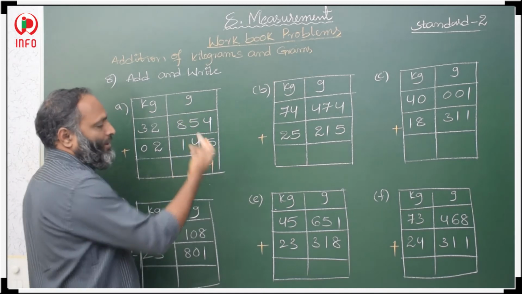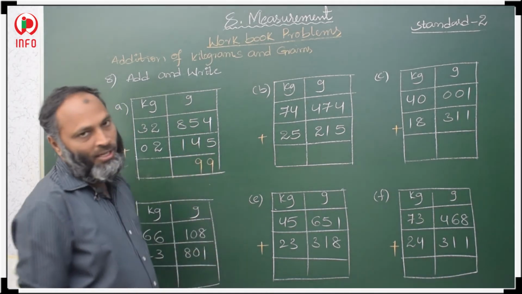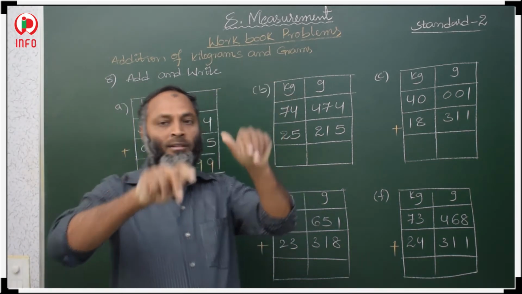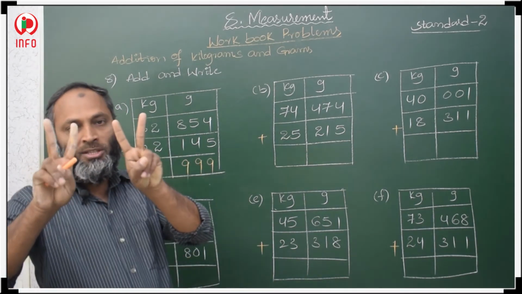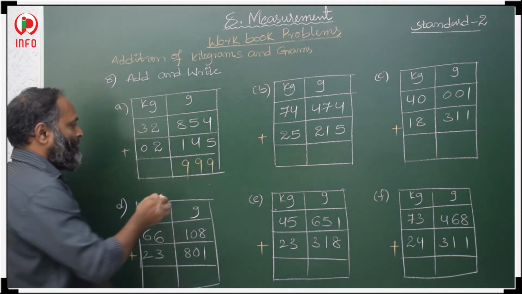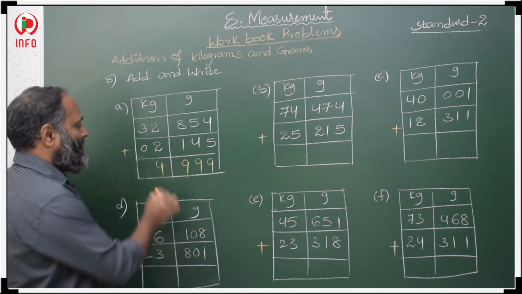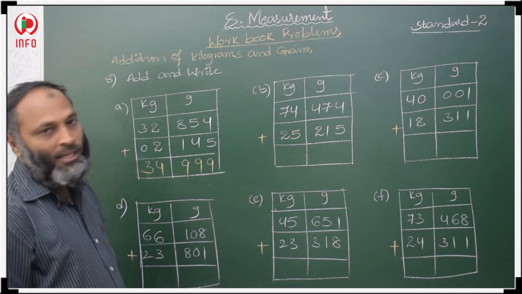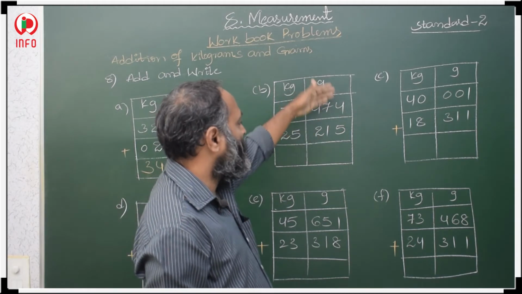Again 5 plus 4, same thing, again it is 9. 8 plus 1, 9. 2 plus 2, 4. 3 plus 0, 3. So 34 kgs, 999 grams.